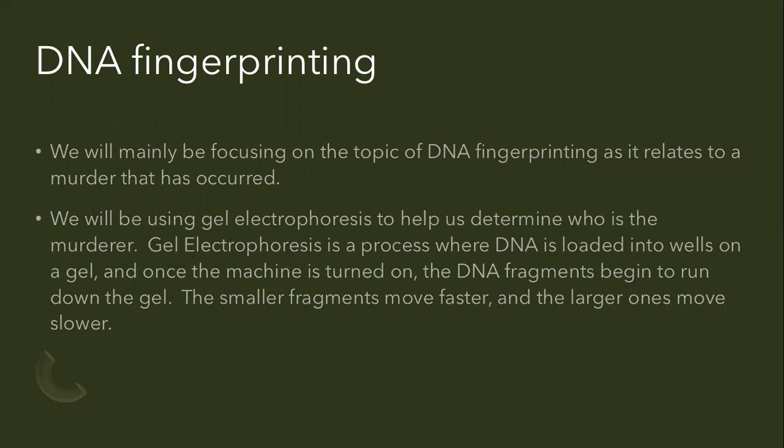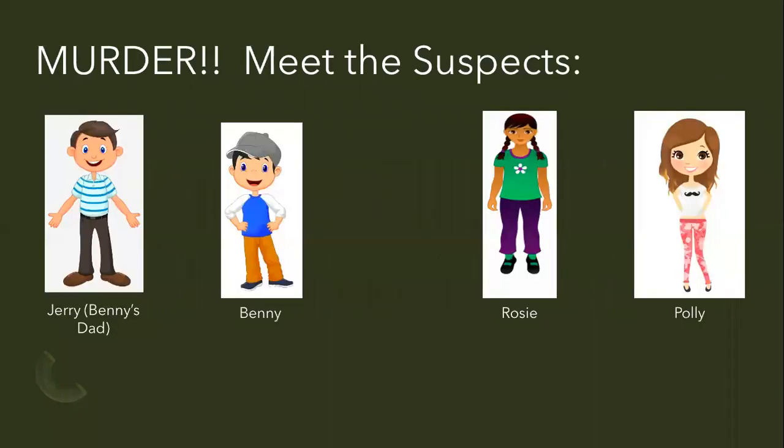Gel electrophoresis is a process where DNA is loaded into wells on a gel, and once the machine is running, the DNA fragments begin to run down the gel. The smaller fragments move faster and the larger ones move slower.